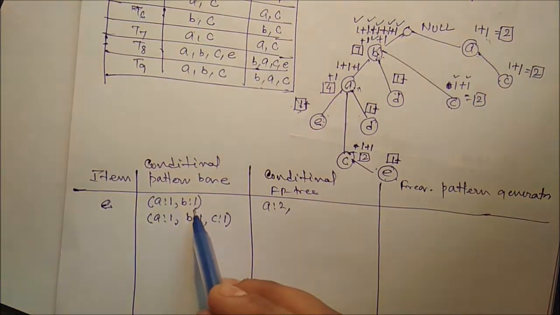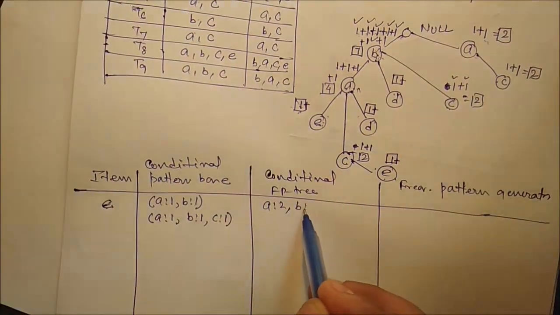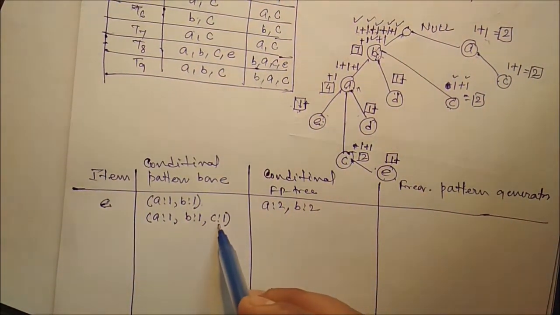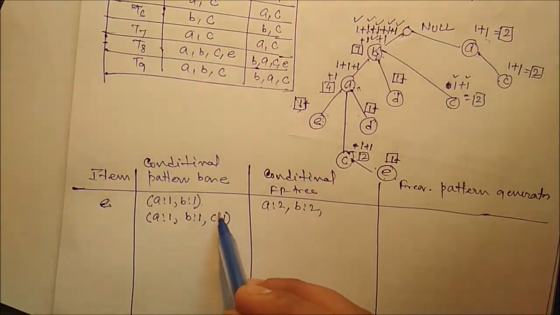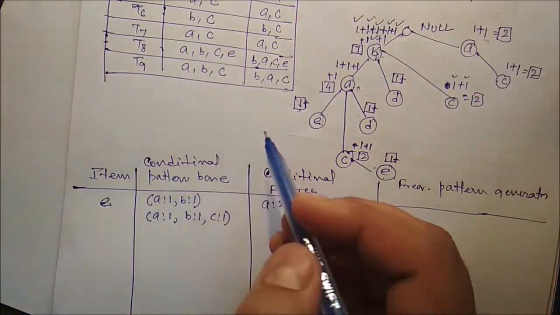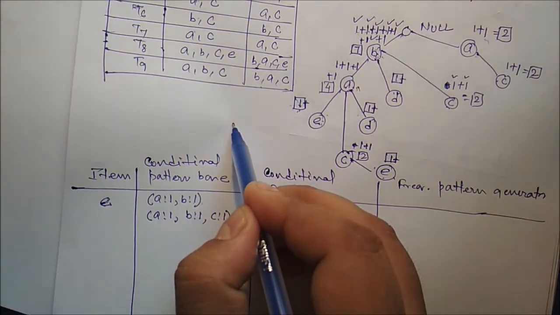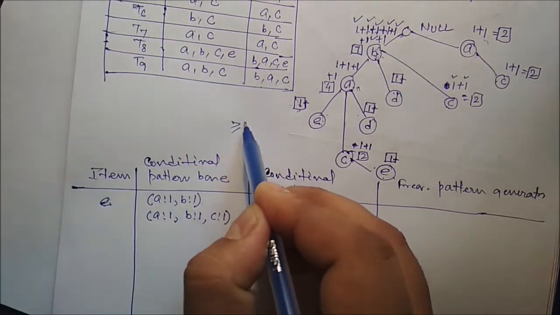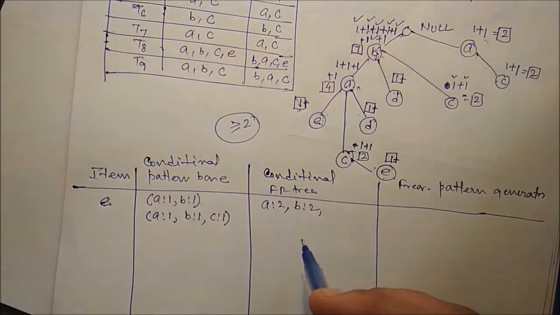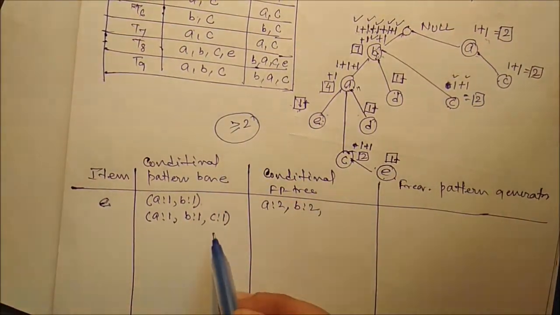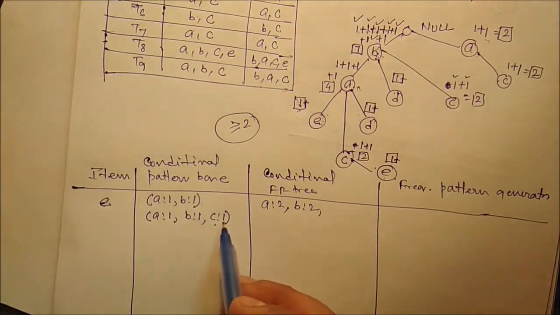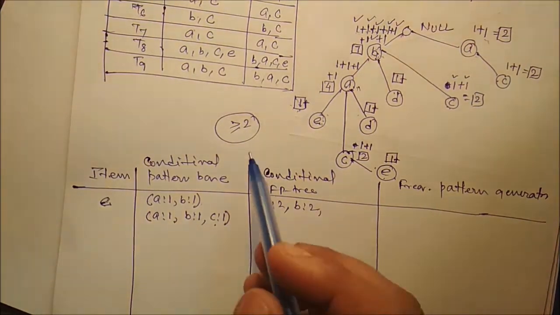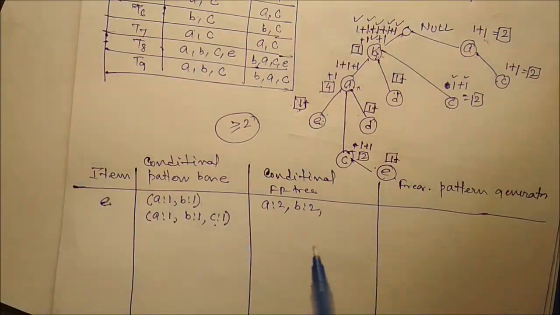How many B must be there? B and B, so B2 are there. And C is what? 1. Since C is equal to 1, its frequency is very low. Let the threshold be: if the frequency is greater than or equal to 2, then we have to accept it and retain that frequency. But here the frequency of C is 1, so we can discard it. If the frequency is greater than or equal to 2, we retain it, otherwise discard it.